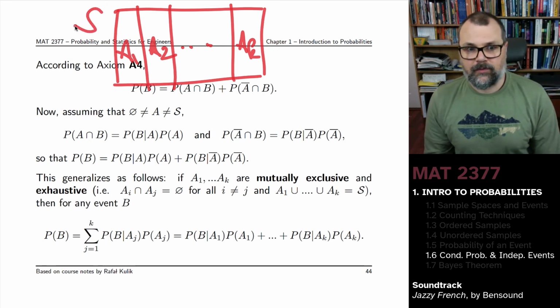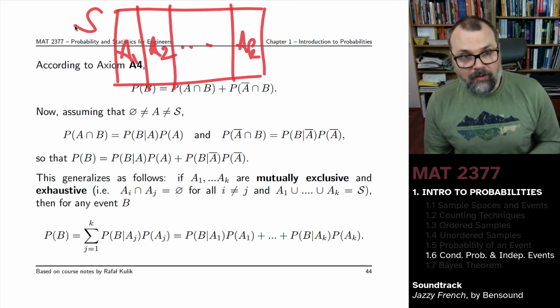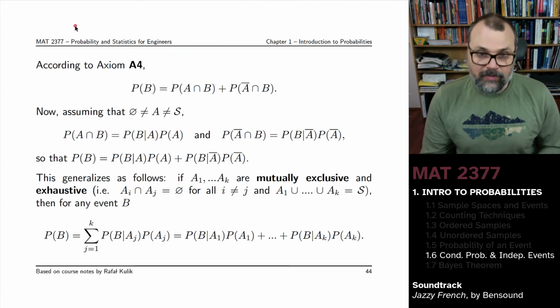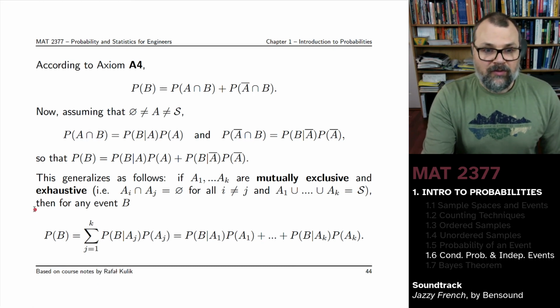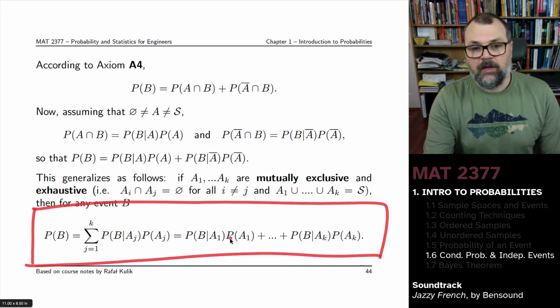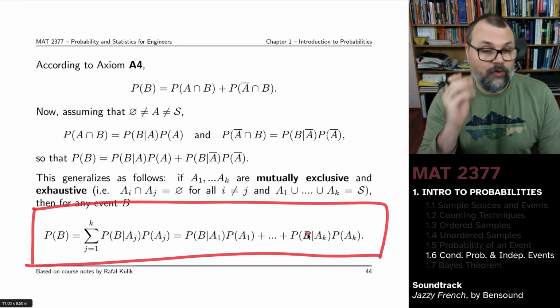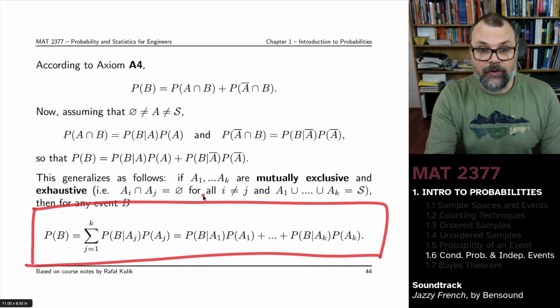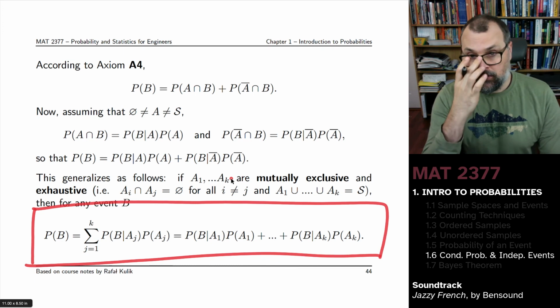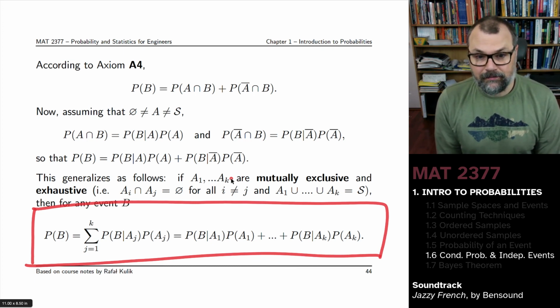If that's the case, the law of total probability is simply the probability of event B, assuming event A had occurred, times the probability that it did occur, and you do this for every member of the set of mutually exclusive and exhaustive events.